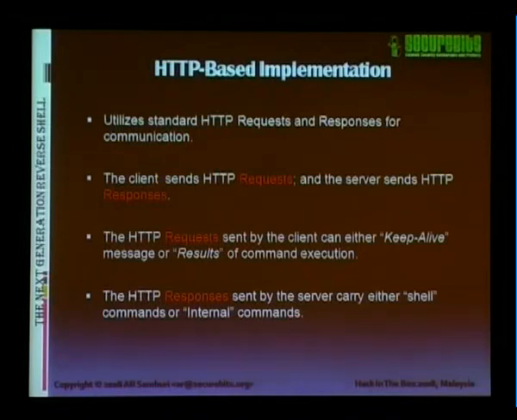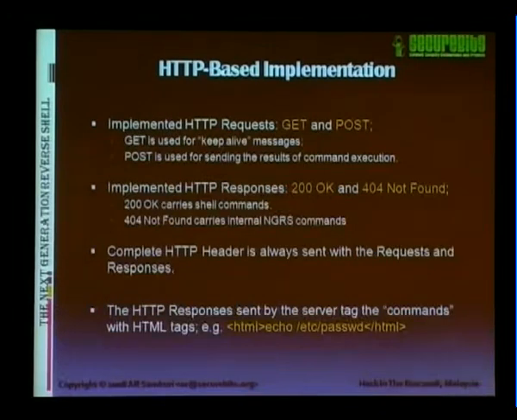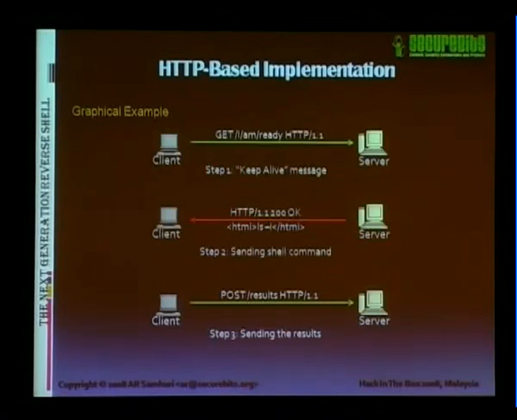Now I'm going to speak about the technical implementation of every tunneling protocol. We have HTTP, POP3, SMTP, FTP, and NTP. With the HTTP implementation, we utilize the get and post methods. So, for example, every message coming from the client to the server uses either get or post. Get is used for keep alive messages, while post is used to send the result back to the server.